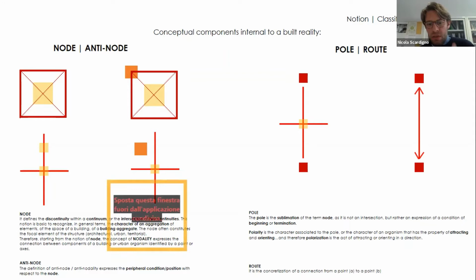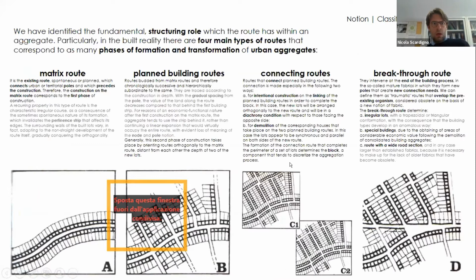The root, just repeating what I said before, is the concretization of the connection of a point A to a point B, for example. So we talk about the roots. They play a structuring role within an urban fabric, and we can basically recognize four main types of roots that correspond to as many phases of formation and transformation of the urban aggregate.